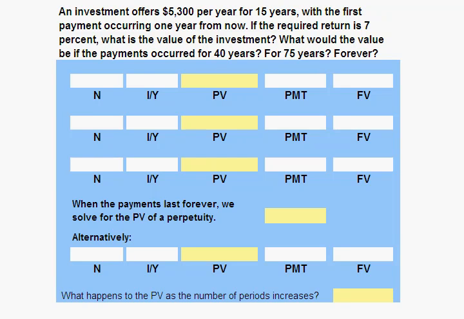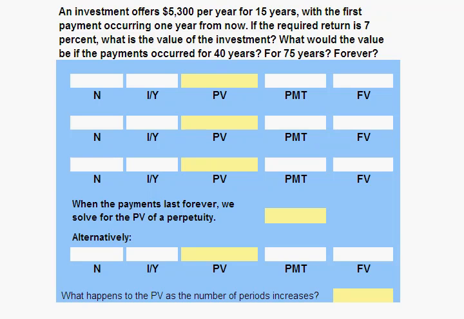An investment offers $5,300 per year for 15 years, with the first payment occurring 1 year from now. If the required return is 7%, what is the value of the investment? What would the value be if the payments occurred for 40 years, for 75 years, and forever?